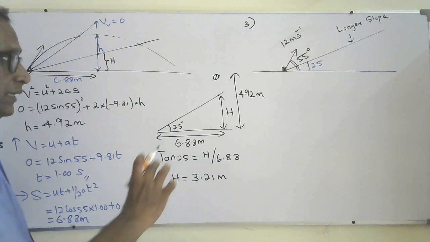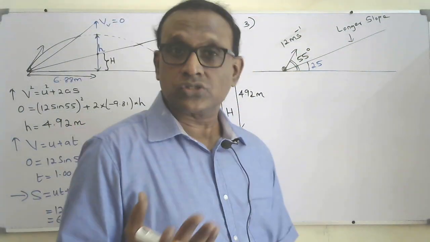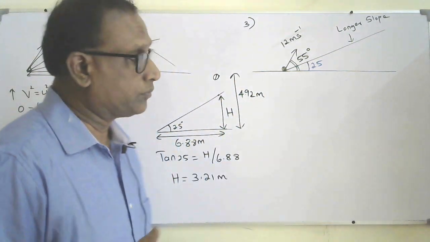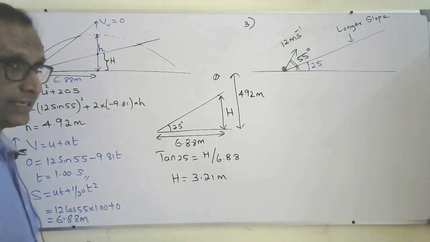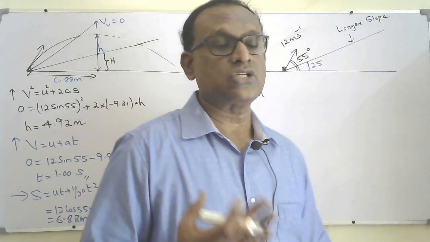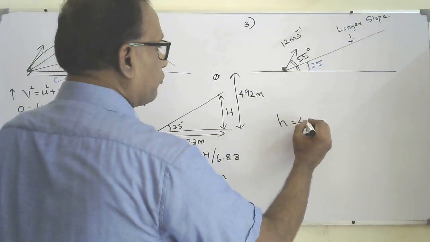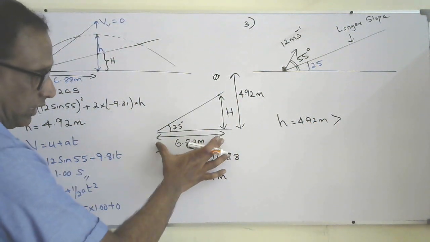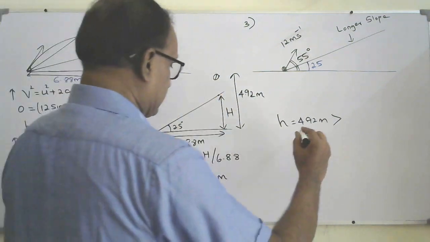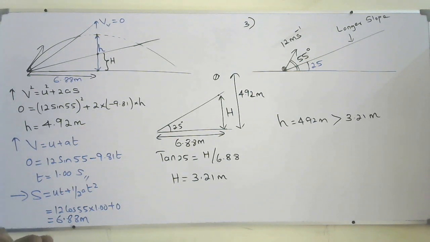So the height of the slope is smaller than the maximum height reached by the ball. So the ball will not hit the slope when it is at its highest point. It will reach the highest point before it hits the slope. Since 4.92 meters, its maximum height, is greater than the height of the slope at that position of the ball, which is 3.21 meters, the ball will not hit the slope when it reaches the highest point.